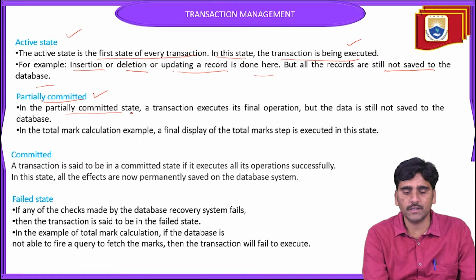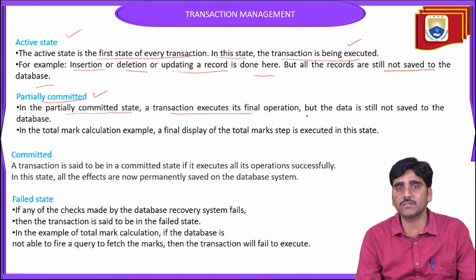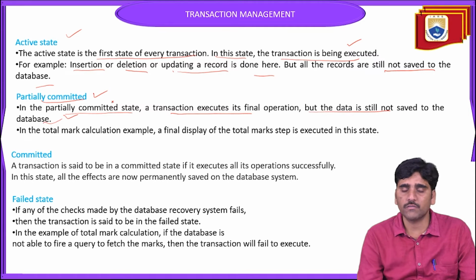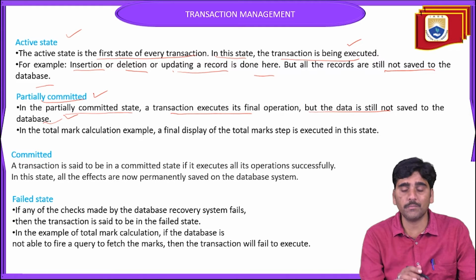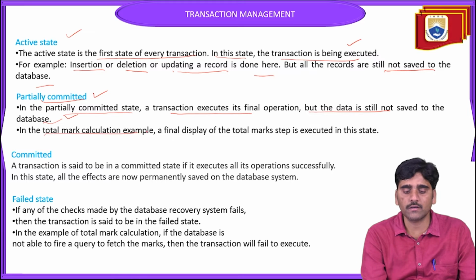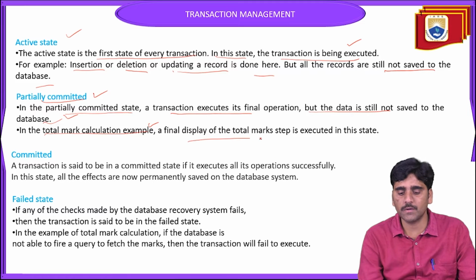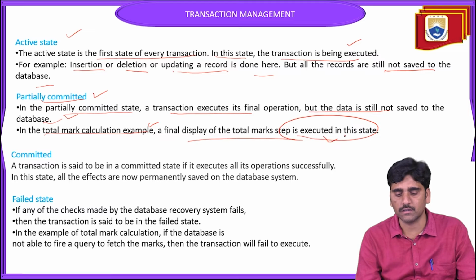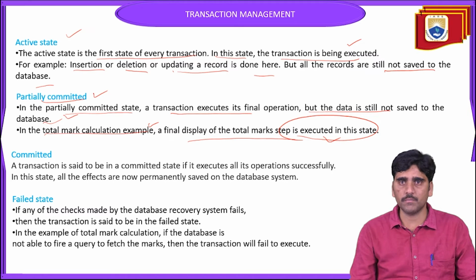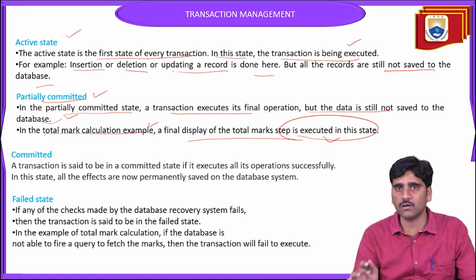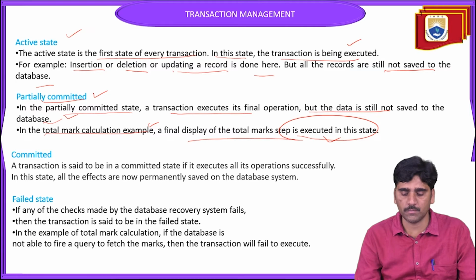So the next, partially committed. In the partially committed state, a transaction executes its final operation. But the data is still not saved to the database. The final operation is over, but the database is still not committed because it is partially committed. So in the total marks calculation example, the final display of the total marks step is executed in this state, but all these marks are finalized and not committed in the database. Those marks will be finalized, but they are not committed to save in the database.